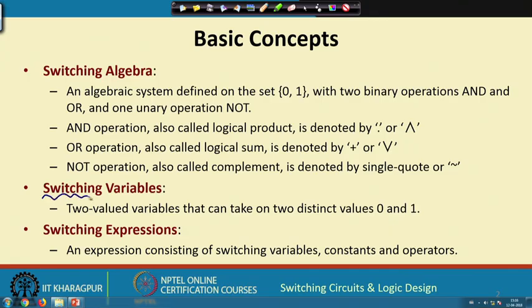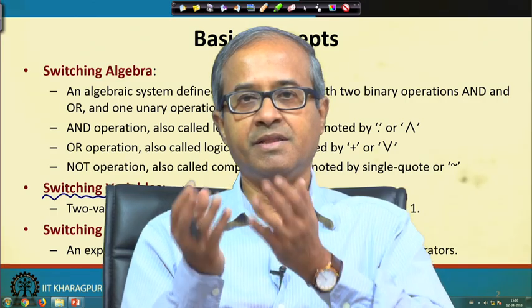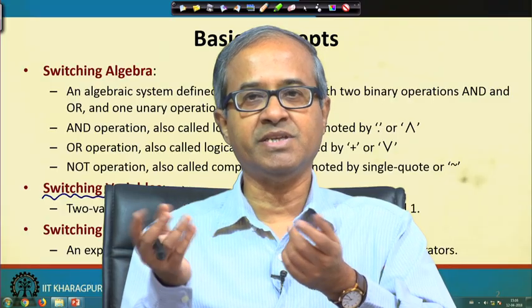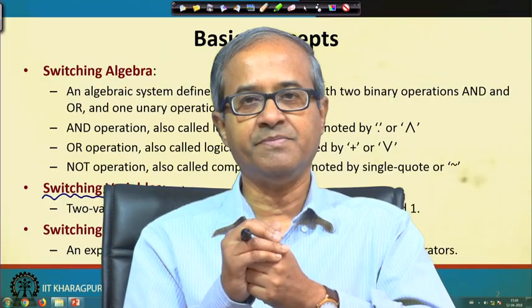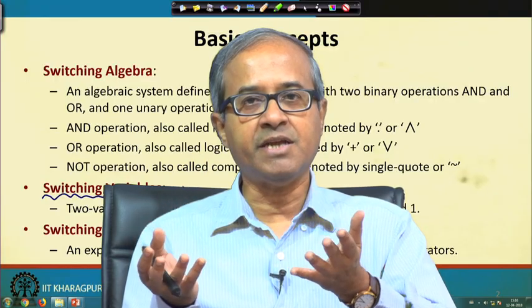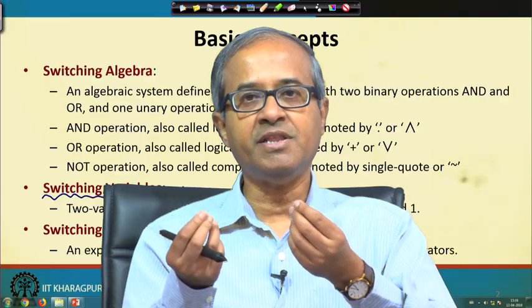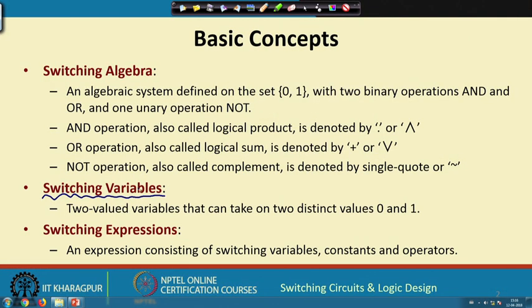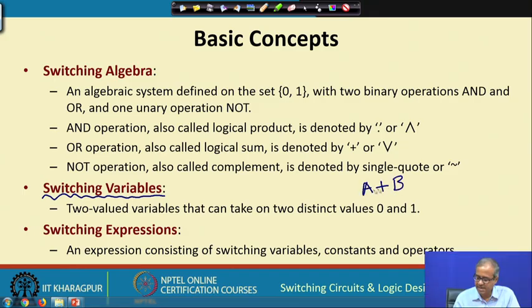Now in any algebra there is the concept of variables. When you learnt algebra in school, you talked about variables like a, b, c, d or x, y, z, and you operated on the variables. Here also, whenever you define this kind of switching algebra, you should deal with variables. These are switching variables. When I write something like a plus b, a and b denote switching variables.